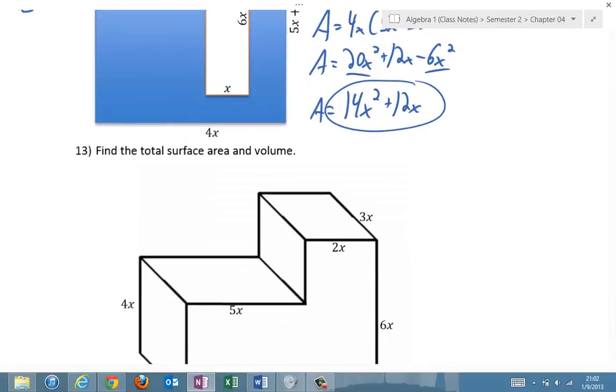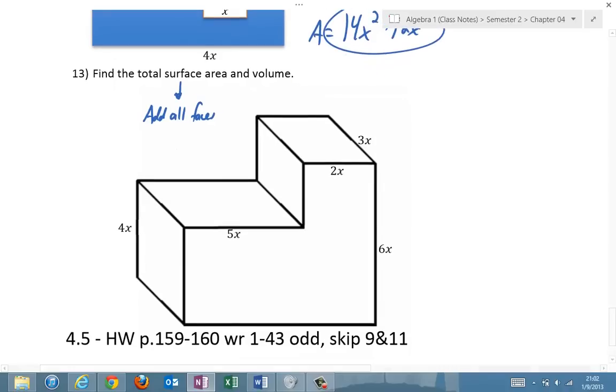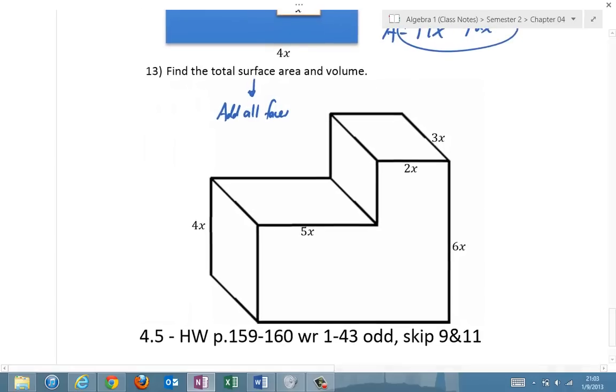Lastly, surface area and volume. Surface area, as you saw from the homework yesterday, was basically add all faces. So we have to account for every single face we see and every single face we don't see in this. Let's do that first before we worry about volume. I'm going to do this one in blue, and then I'm going to do volume in a different color. In fact, I'm going to do surface area over here on the left so I can save some space. Well, the surface area, we could start with this face here.